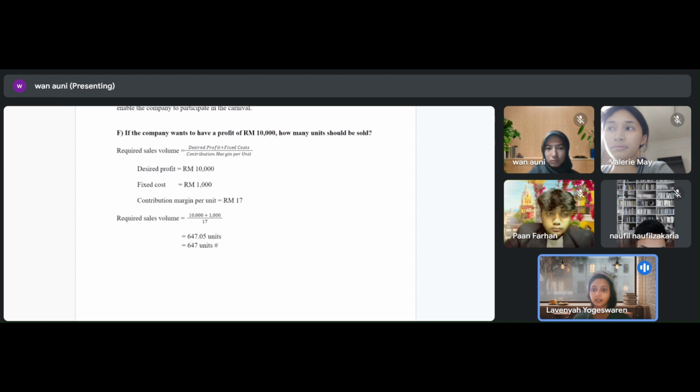Since this is calculated in units, I have rounded it down. So my final answer is 647 units should be sold in order to get a profit of 10,000 ringgit.